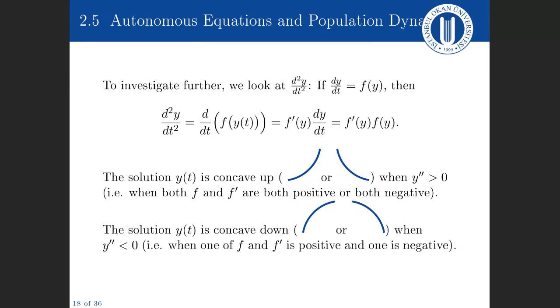And the solution will be concave down, curve like this, or curve like this. This happens when the second derivative of y is strictly negative. How can we make the second derivative strictly negative? From f prime and f, we need one of them to be positive and one of them to be negative.